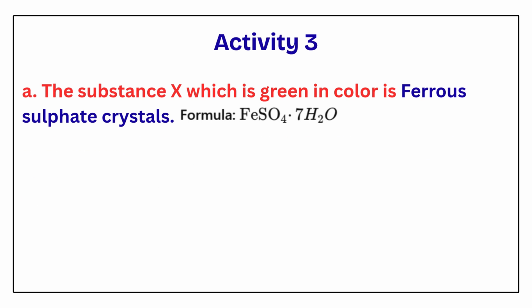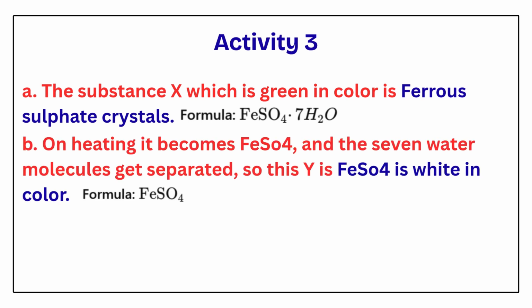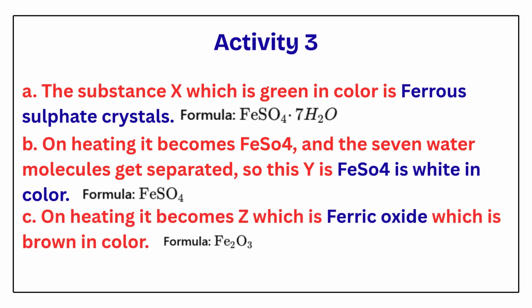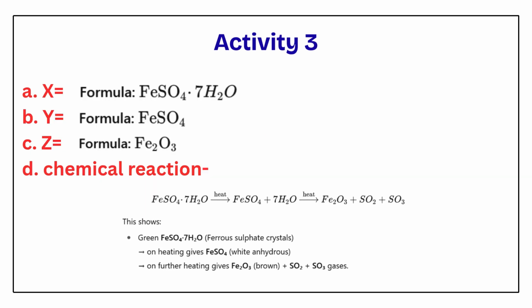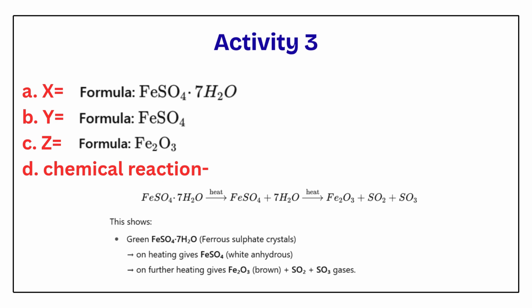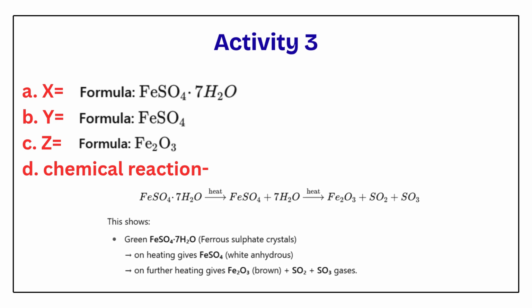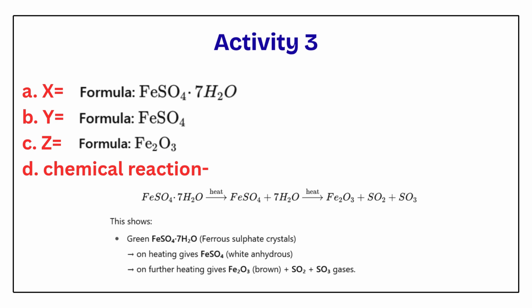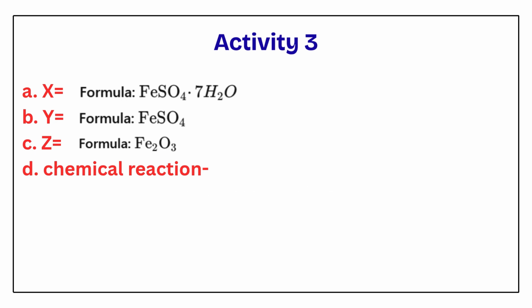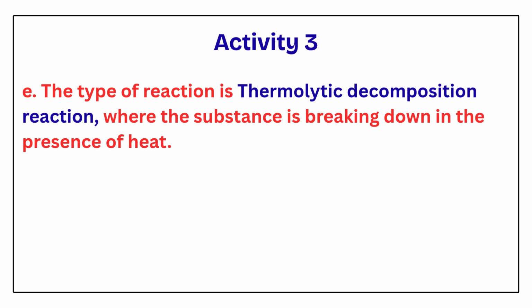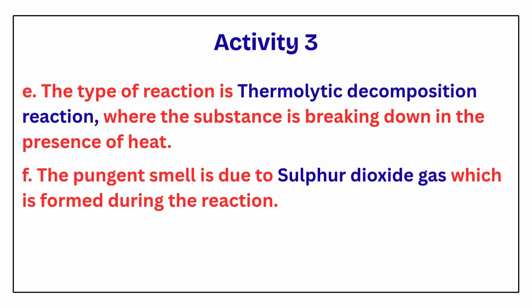So for the first part, the X is FeSO4.7H2O, which is green in color. On heating, it becomes FeSO4 and the 7 water molecules get separated. This FeSO4 is white in color. And lastly, on further heating, it becomes Fe2O3, which is brown in color. So if we write the reaction, X is FeSO4.7H2O, Y is FeSO4, and Z is Fe2O3. If we identify the type of reaction, it is a thermolytic decomposition reaction where a substance is breaking down in the presence of heat. And the smell is due to the sulfur dioxide formed during this reaction.